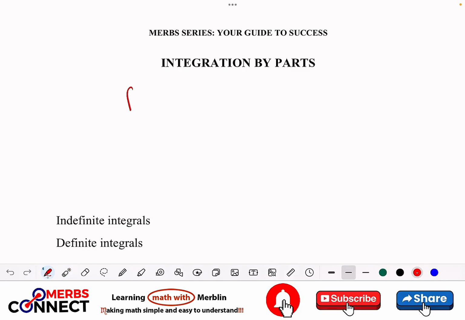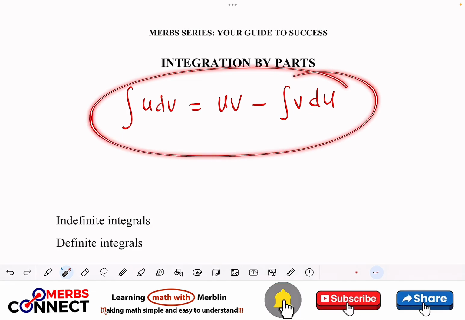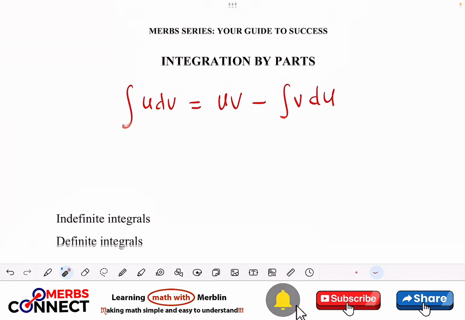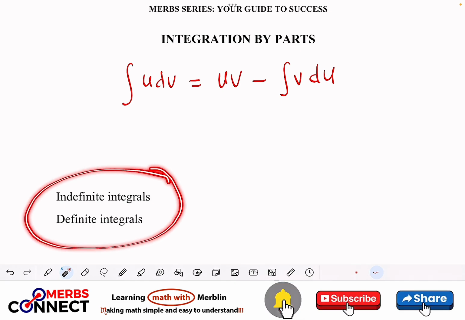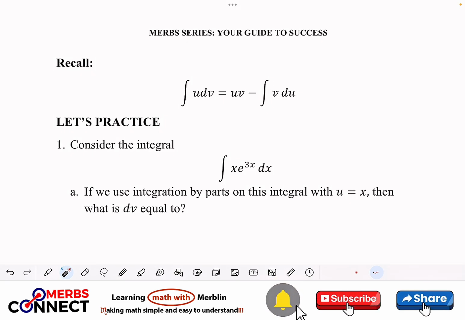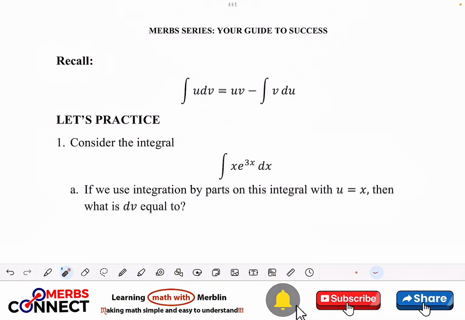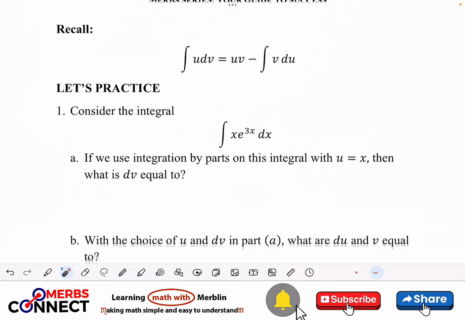But what is the formula for integration by parts? We have the integral of U dV, and we are saying that this is the same as UV minus the integral of V dU. So this is the formula that we need to use to solve integration by parts. We are going to take examples on indefinite and definite integrals. Let's start. So now we just record that this is the formula here. We want to go through this process and see.